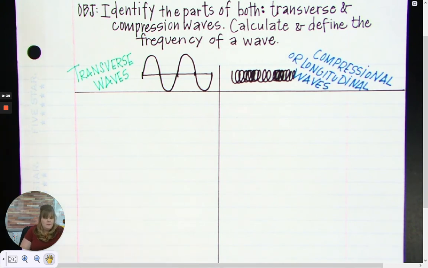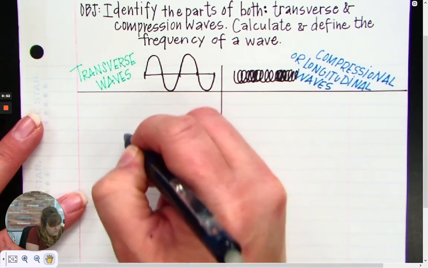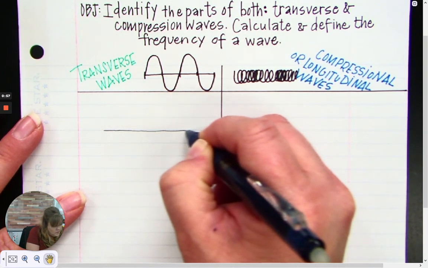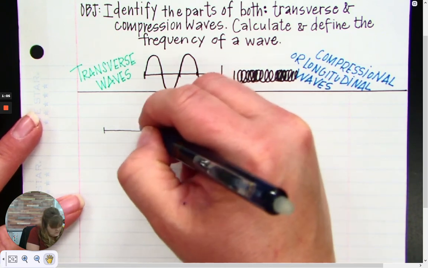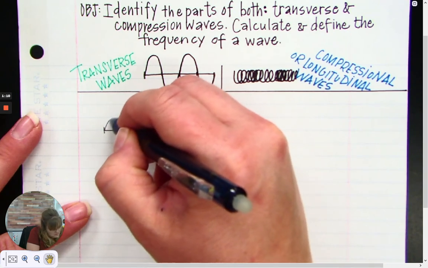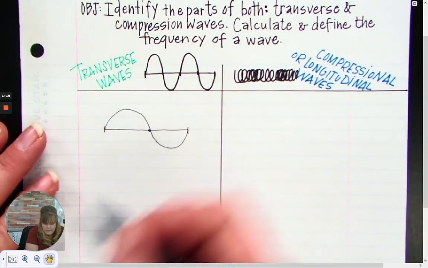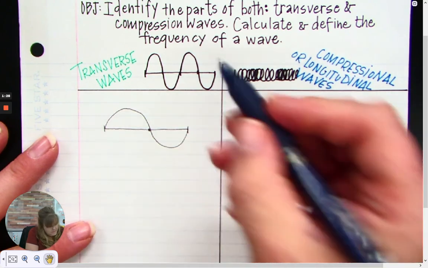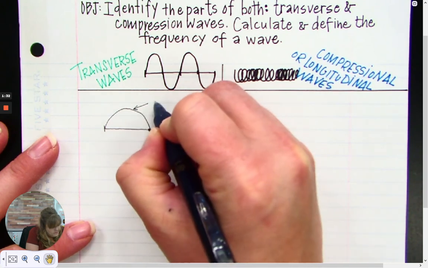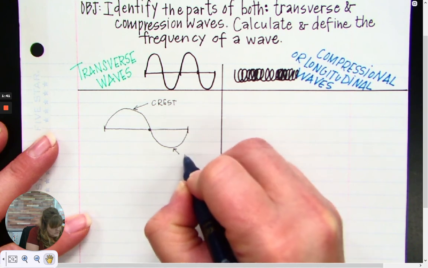Okay, you're back. Awesome. So now we're going to start on the transverse waves. We need to know what one complete wave is. I want you to draw the wave, and we're going to do one complete wave in this. Okay, so let's label some things on here. The top of a wave is called a crest. The bottom of the wave is called the trough.